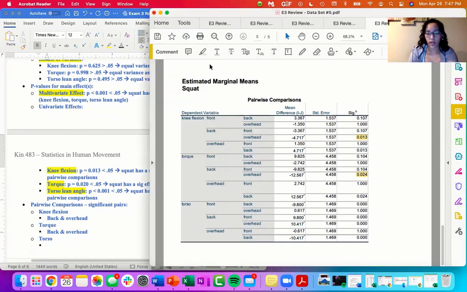Then we can look at differences between squats for torso lean angle measurements. And we've got a difference between front squat and back squat and overhead squat.